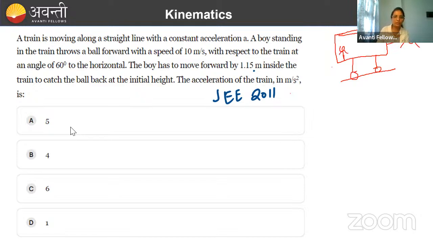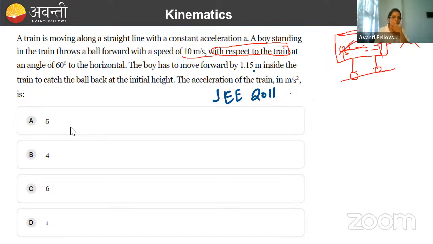What he's doing is throwing a ball with a speed of 10 meters per second with respect to the train. This needs to be marked here. He has thrown the ball with respect to the train at an angle of 60 degrees. Then the boy has to move forward by 1.15 meter inside the train to catch the ball at the initial height. That means he has to run somewhere here to catch the ball at the same height. It means its projectile is looking something like this.